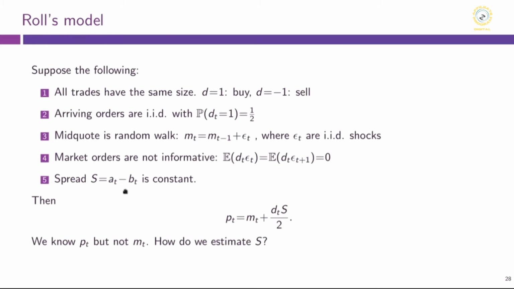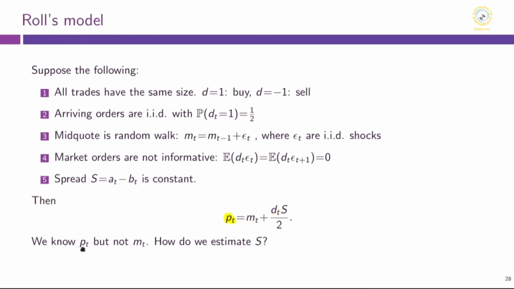It does not change over time, which may not be a very bad assumption if you're looking at very short-run data, it's very micro-level data. So under these assumptions, you can write the transaction price PT as the mid-quote plus a half spread with a sign dependent on trade direction. If it's a buy, it's mid-quote plus half spread. If it's a sell, then the price is mid-quote minus a half spread.